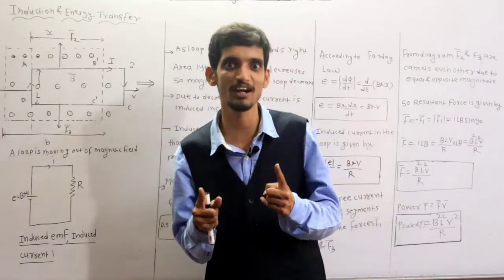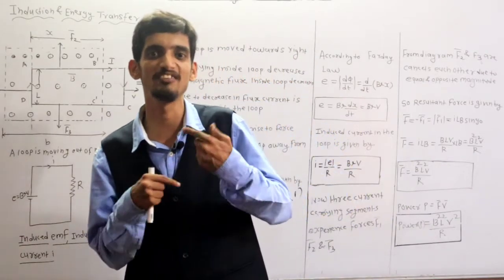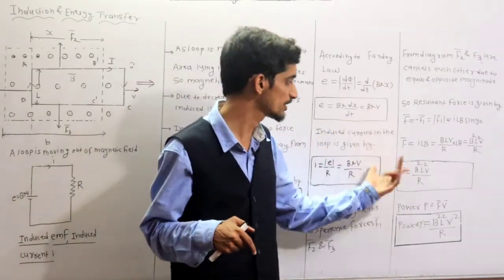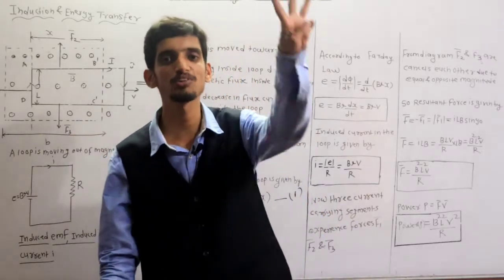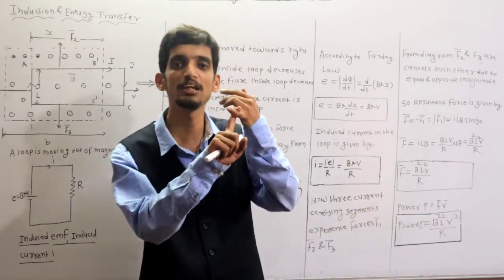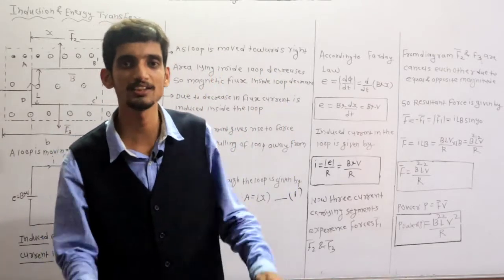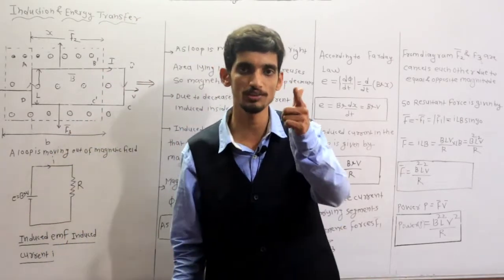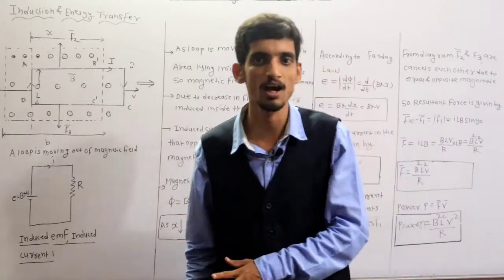Now what we required is a force in terms of BLV, which is B square L square V by R. So we derived three formulas. First, the induced EMF is BLV. Second, the induced current I is BLV by R. Third, the force, which is B square L square V by R.